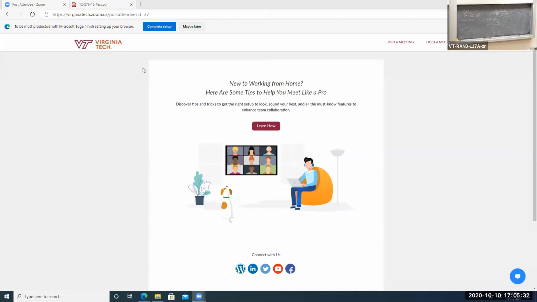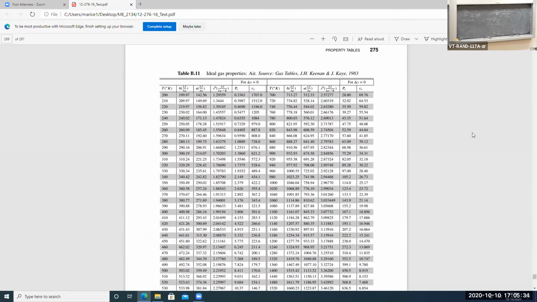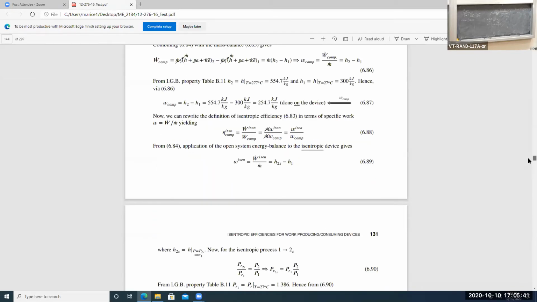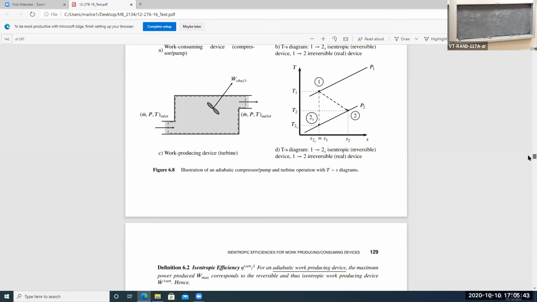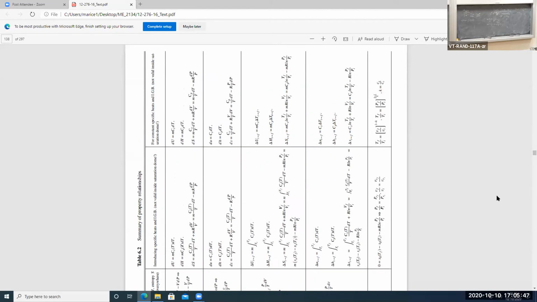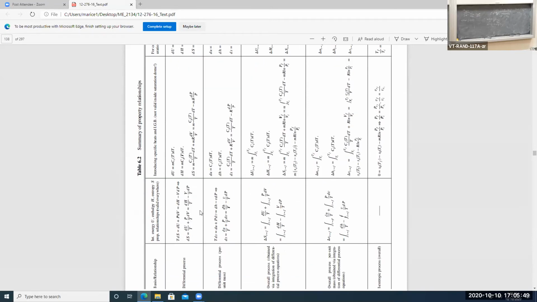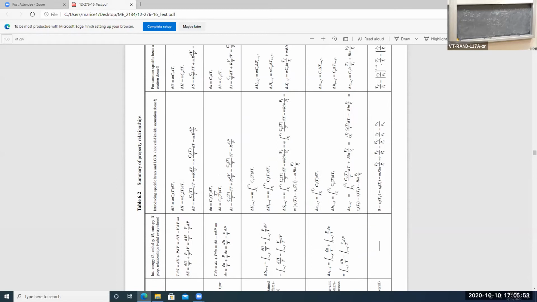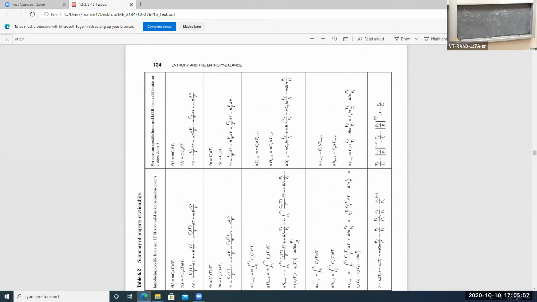Okay, here. We don't need these anymore, at least not for a moment. Let's see if we can find that table that contains 6.2. There it is. Yes, table 6.2, isentropic processes. Variable specific heat, there's the S naught stuff.